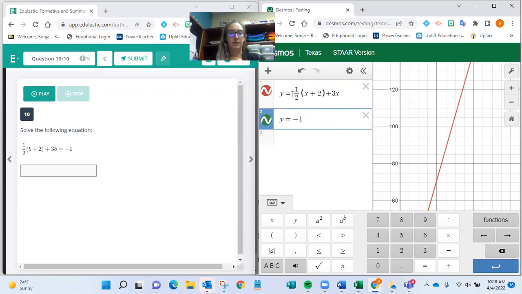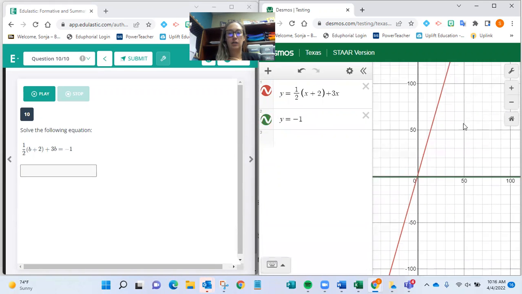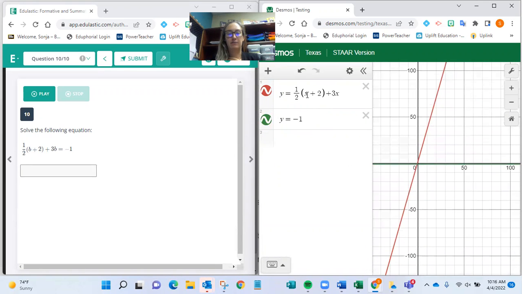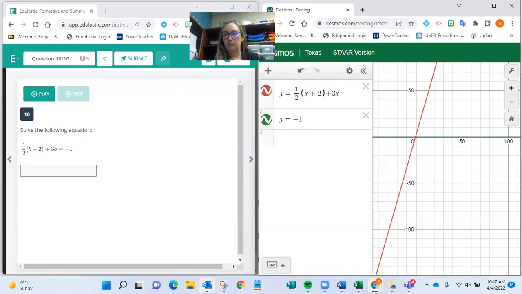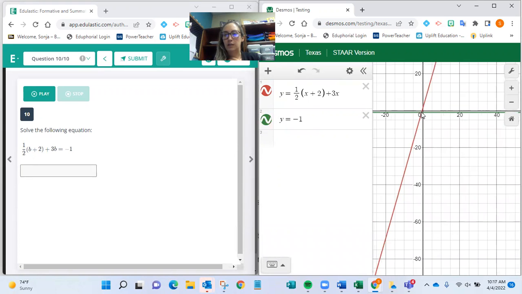So y equals the left-hand side, y equals the right-hand side, making sure to use the letter x as my variable input. My letter y is the output. And I can find my solution by just kind of clicking right here. And I want the one where it's actually intersecting.